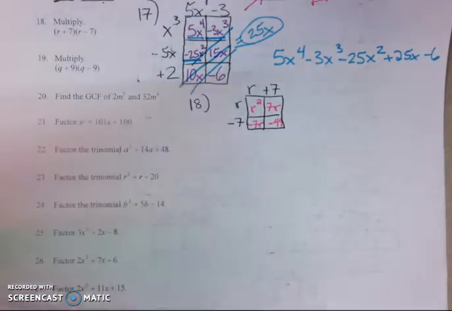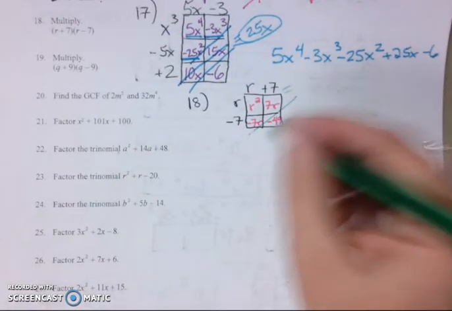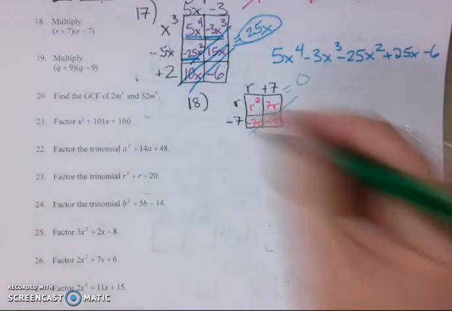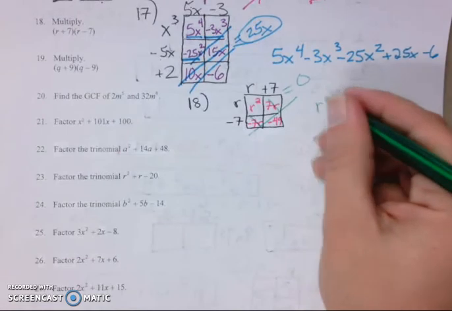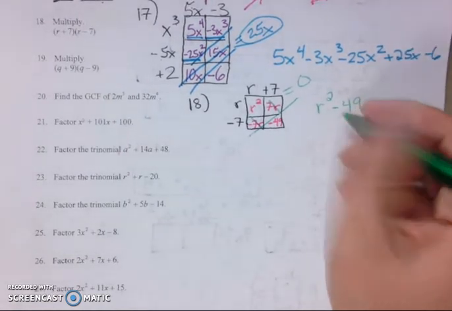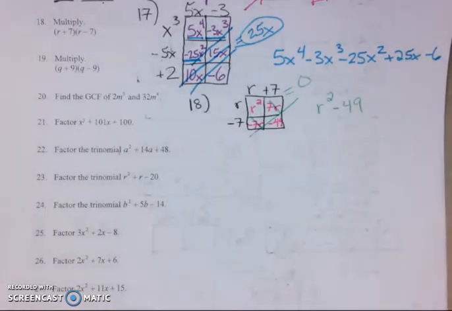Alright, like terms in the corner. Oh, look at this. Negative 7 plus 7 is actually 0. They cancel out. So that's going to happen sometimes. I get r squared minus 49. So I only get two terms here because these middle terms cancel out and are 0.